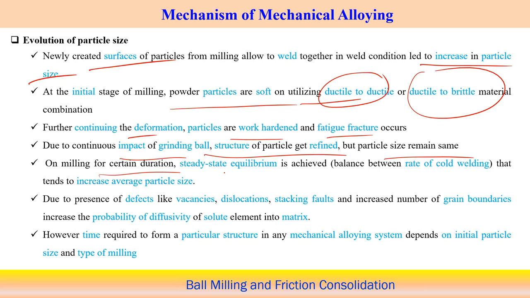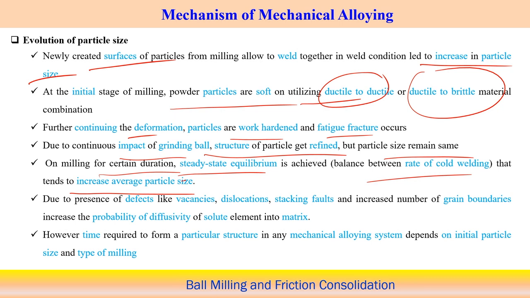On milling for a certain duration over a period of time, after a certain time a steady state is achieved. In this case, the balance between fracturing and cold welding is established, and that tends to increase the average particle size. So basically, up to an optimum time it reaches fine particles. If you allow more time, it will try to increase the particle size also. There are many defects, such as vacancies, dislocations and stacking faults, and there is an increased number of grain boundaries because fine particles are created. All of these increase the probability of diffusivity of the solute elements along with the matrix. The chances of diffusion increase because of the large number of defects usually associated with this process.